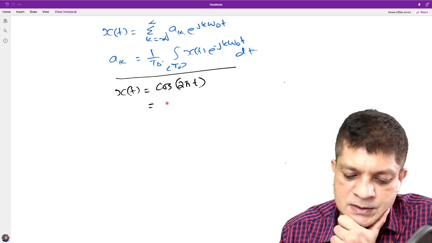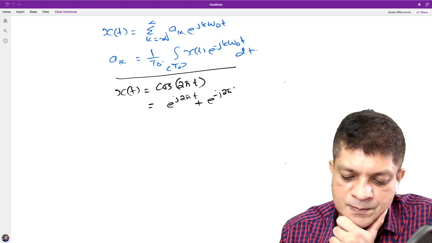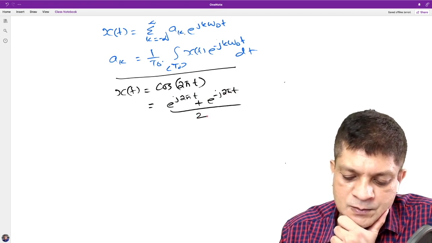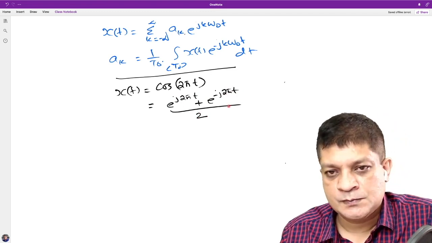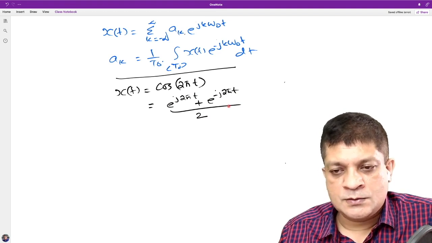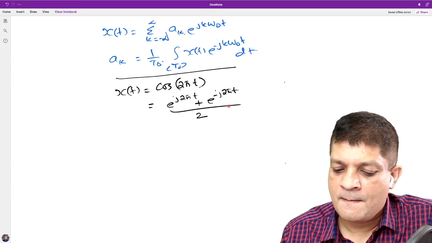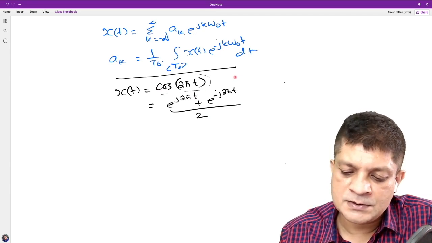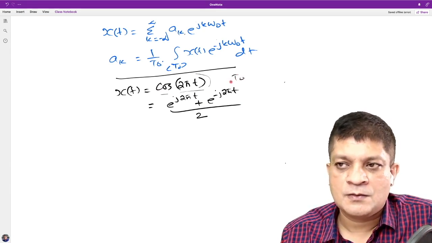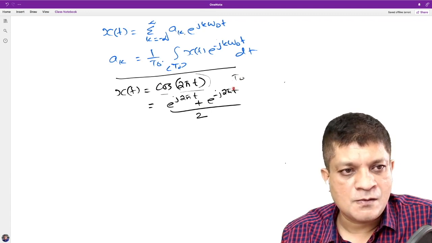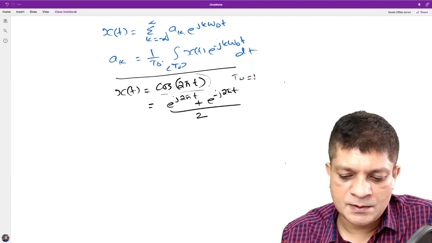Can we write this as (e^(j2πt) + e^(-j2πt))/2? That is cos 2πt. What is the fundamental period of that signal? What is T naught? T naught is 1.